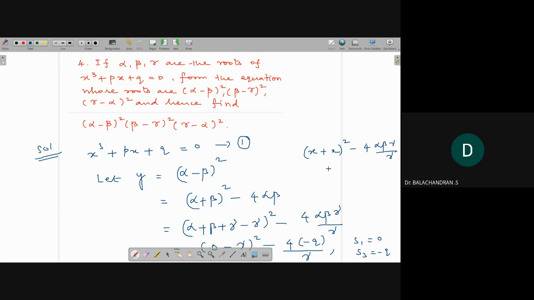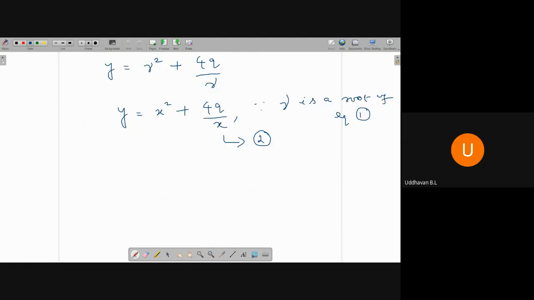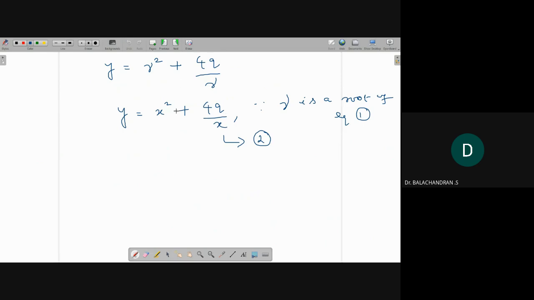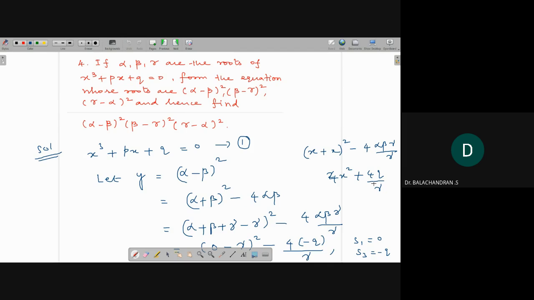You are telling this is 2x square. Yes, sir, 4x square. Minus, plus 4q by gamma, sir. Sorry, sir, gamma. Like that, can we proceed, sir? Please write. I want 4q by gamma. I have x square here. How?